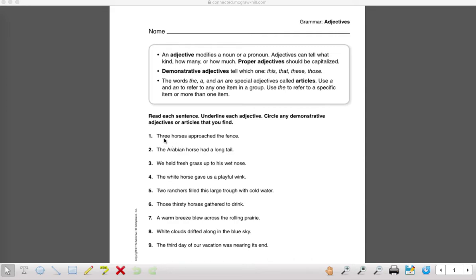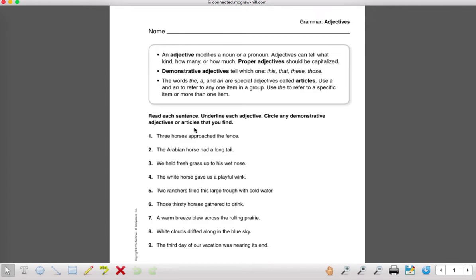The first one says, 3 horses approached the fence. So the first thing it asks is to identify the adjective. What I like to do is see if I can find the noun first, because if I can find a noun, then I can more easily find the adjective. And I'm also trying to remember that adjectives will tell me what kind, how many, or how much. For me, because I have the ability right now, I can write it. Again, yours is going to be on a Google form, so yours will be different. You won't be able to write it.